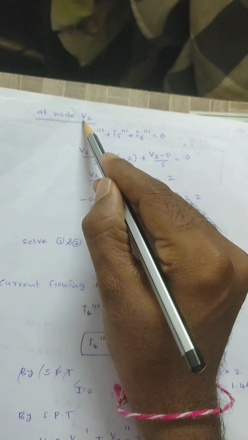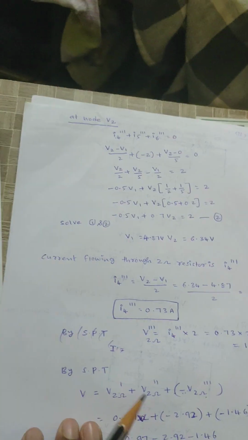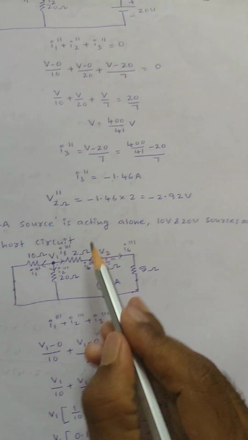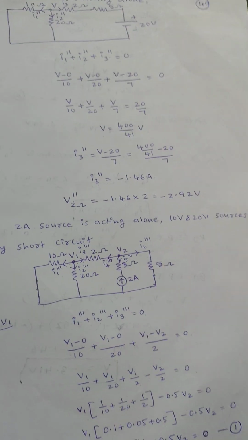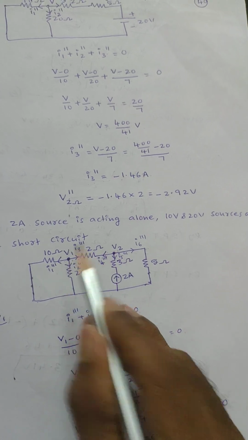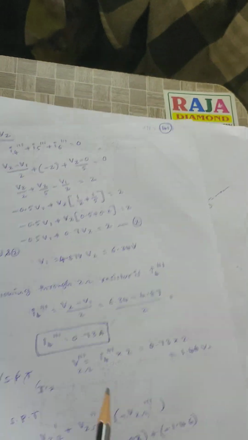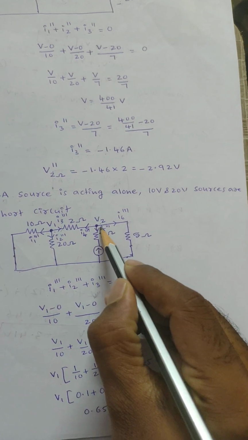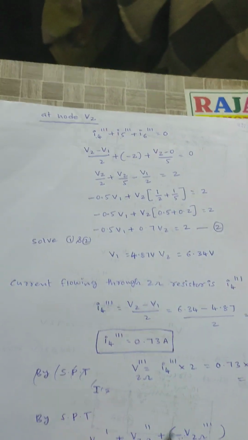Similarly, apply KCL at junction V2. I will get I4 double dash plus I5 double dash plus I6 double dash equals 0. I4 double dash is nothing but (V2 minus V1) by 2. For I5 double dash, the current is given, and these two are opposite to each other, right? Then I5 double dash equals minus 2.